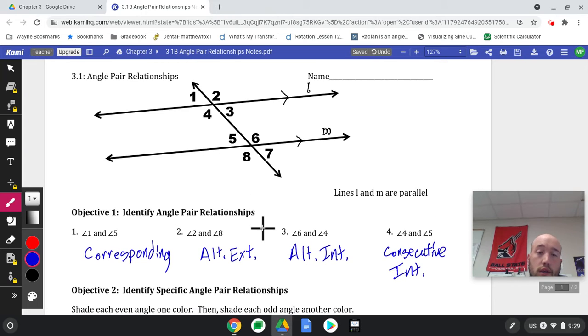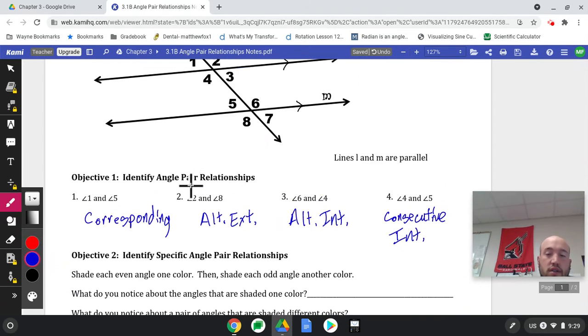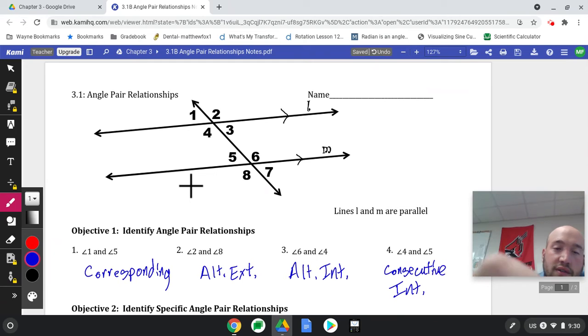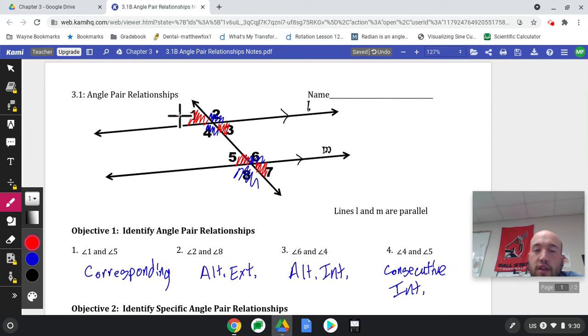All right. Now, as we move on, notice it asks us to shade each even angle one color, then shade each odd angle another color. So for the even, I'm going to shade them blue. The odd, I'll go red. And maybe you'll notice, let's think about the red ones here. 1 and 3, they are vertical angles, which you know are congruent, so they're the same. Meanwhile, 1 and 5, those would be corresponding. We know they are also congruent.